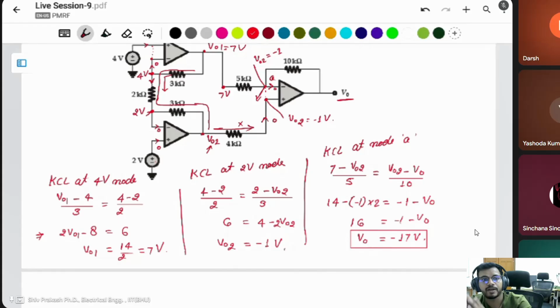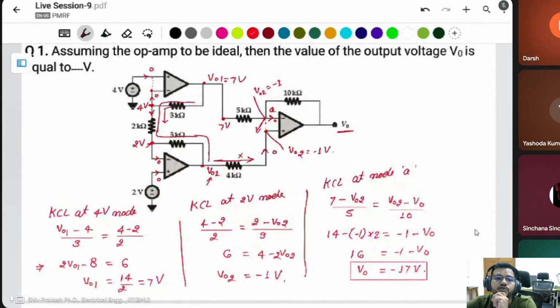Simply you have to apply KCL at every node and assume the op-amp as ideal. It means the input impedance of this op-amp will be infinity. That's why the current entering the input side will be 0. If there is 0 input current, that's why there is a virtual short between the two terminals.